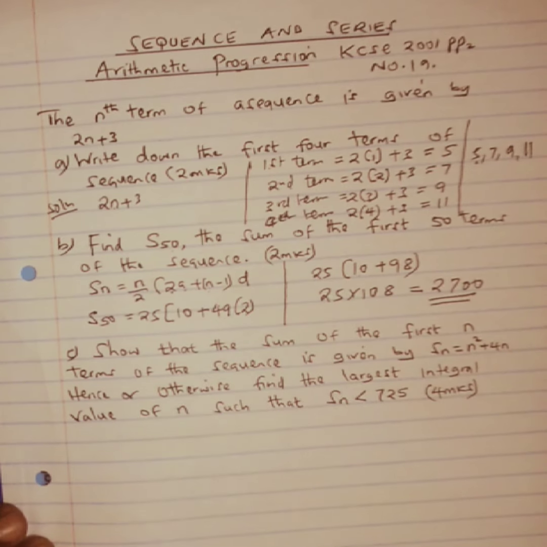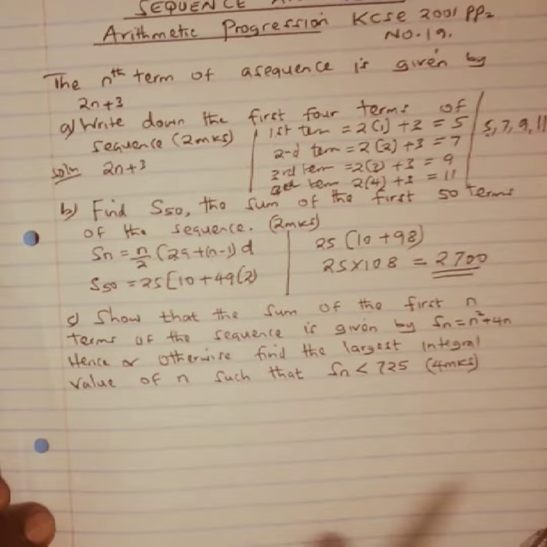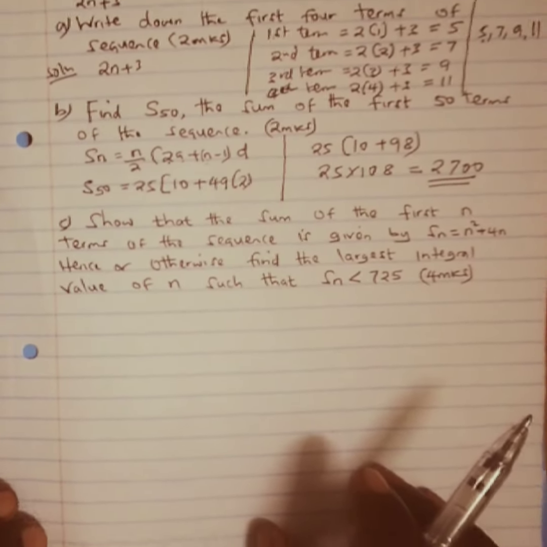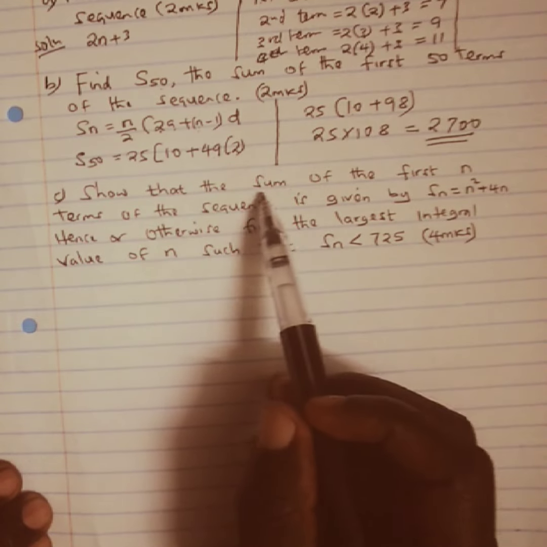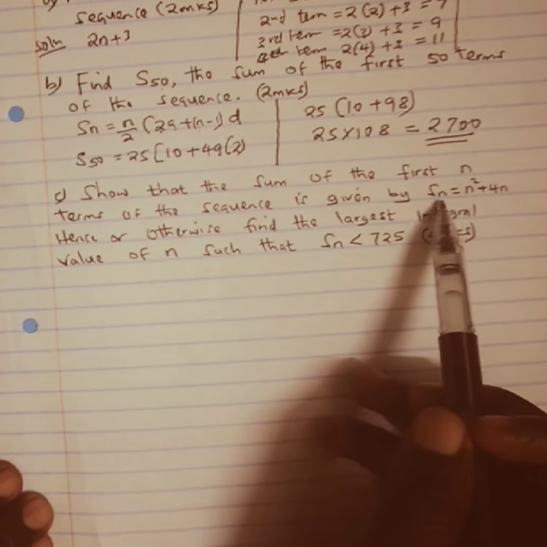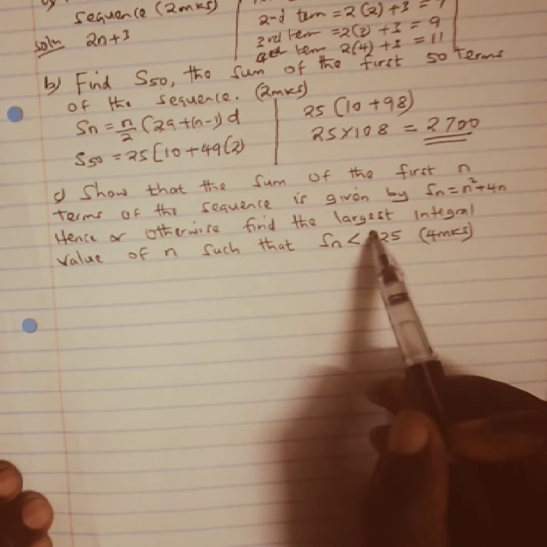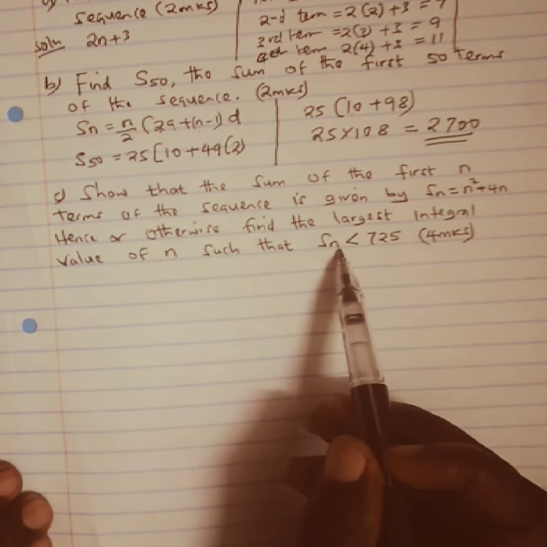We move down to part C, and part C reads, show that the sum of the first n terms of the sequence is given by S_n equal to n squared plus 4n. Hence, or otherwise, find the largest integral value of n such that the sum of n terms is going to be less than 725.